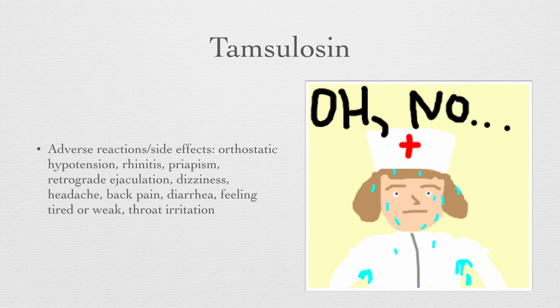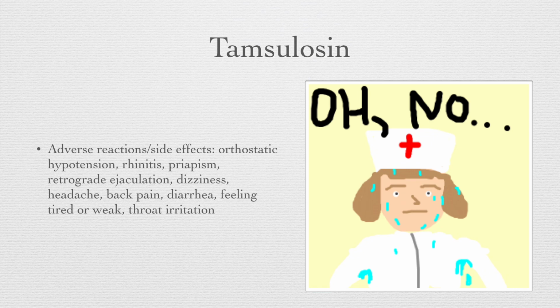So here are some adverse reactions and side effects to Tamsulosin. You'll see orthostatic hypotension, rhinitis, priapism, retrograde ejaculation, dizziness, headache, back pain, diarrhea, feeling tired or weak, and throat irritation.